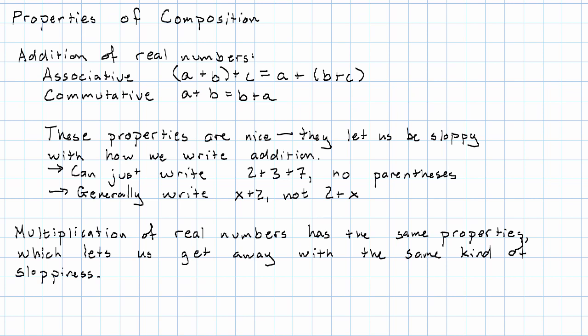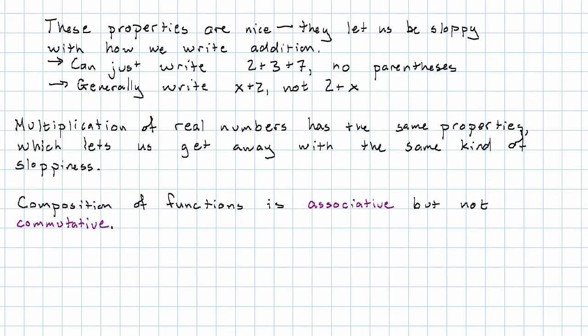Now we have this new operation, something that we do not to numbers, but to functions. And we might wonder, all right, does this new operation on functions have these same nice properties? There's good news and there's bad news. Composition of functions is associative, but it is not commutative. So I'm not going to prove to you that it's associative. I'm just going to demonstrate it in one specific example.